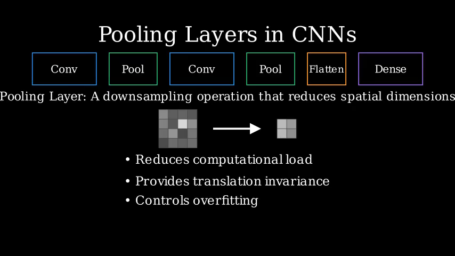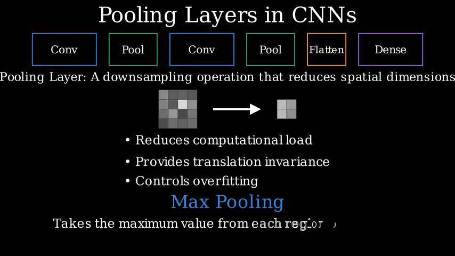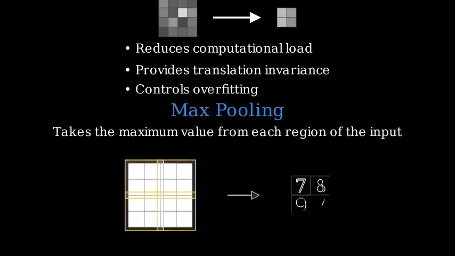Let's now look at the two most common types of pooling operations. The first one is max pooling. In max pooling, we divide the input into rectangular pooling regions and compute the maximum value for each region. This keeps the most prominent features in each region while discarding the rest. Let's see a simple example with a 4x4 input and a 2x2 max pooling filter with a stride of 2. Here, we take the maximum value from each 2x2 region to form our new, smaller feature map.